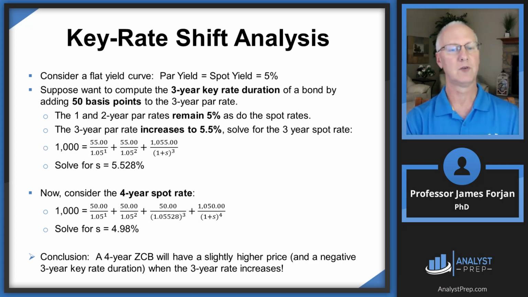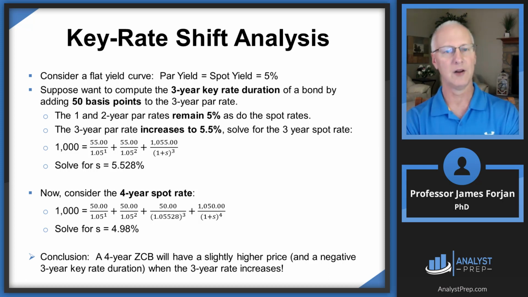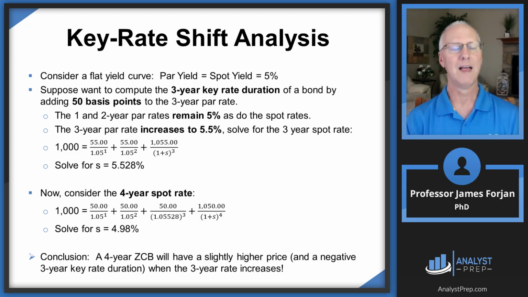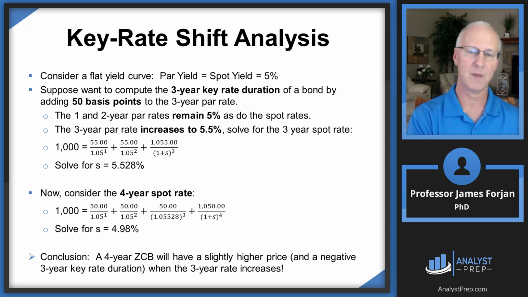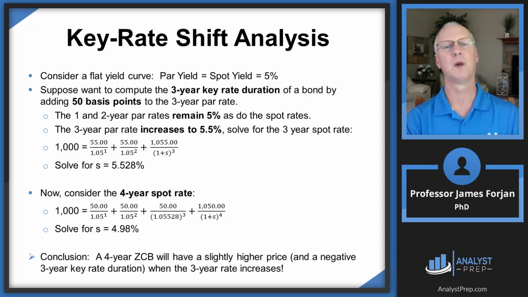But now here's where it gets interesting. Let's go ahead and consider the 4-year spot rate. All right, so we're back now under the assumption that the 1-year and the 2-year and the 3-year par rates are now back to being 5%. And let's see what happens to a bond, a 4-year bond, by solving for that 4-year spot rate. So we're back to a coupon of $50, right? So I have $50 and $50 and $50 over the first 3 years. Now we're going to discount them at the 5% spot for years 1 and 2.